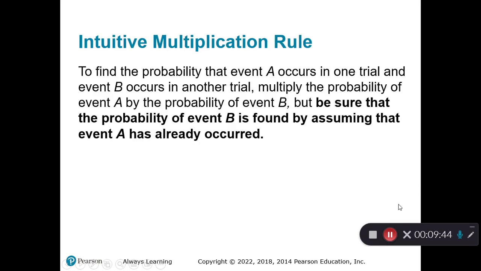Let's look at the multiplication rules using some intuition, just some thought, and then we'll look at the formal rule in just a moment. To find the probability that event A occurs in one trial and that event B occurs in another trial, multiply the probability of event A by the probability of event B, making sure that when we calculate the probability of event B, we are assuming that event A has already occurred in a first trial. We're going to see why that's important as we look at some examples where selections are being made with replacement and without replacement.